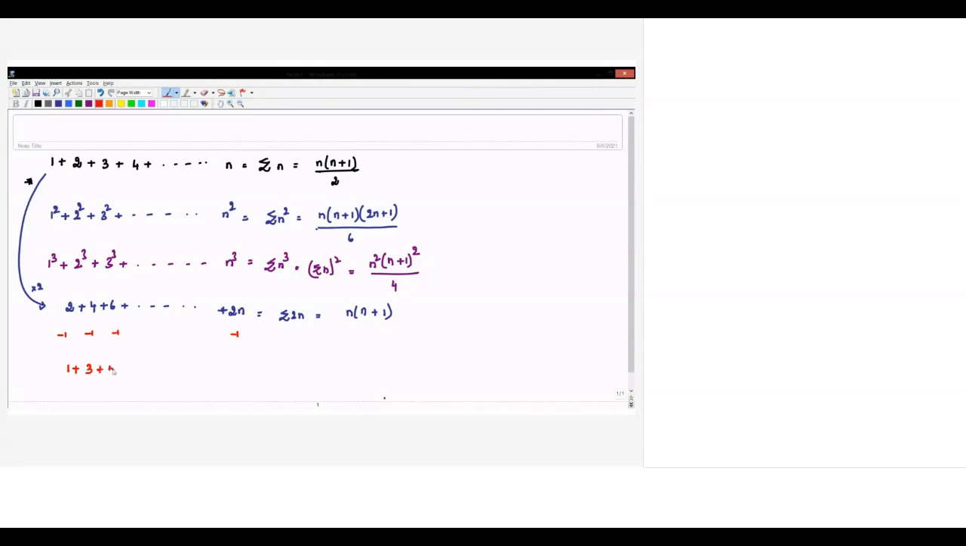1 plus 3 plus 5 plus so on up to 2n minus 1. Sigma 2n minus 1. You have subtracted totally n values, which is simply n square. So sum of first n natural numbers, sum of squares of first n natural numbers, sum of cubes of first n natural numbers, then sum of first n even numbers, then sum of first n odd numbers.